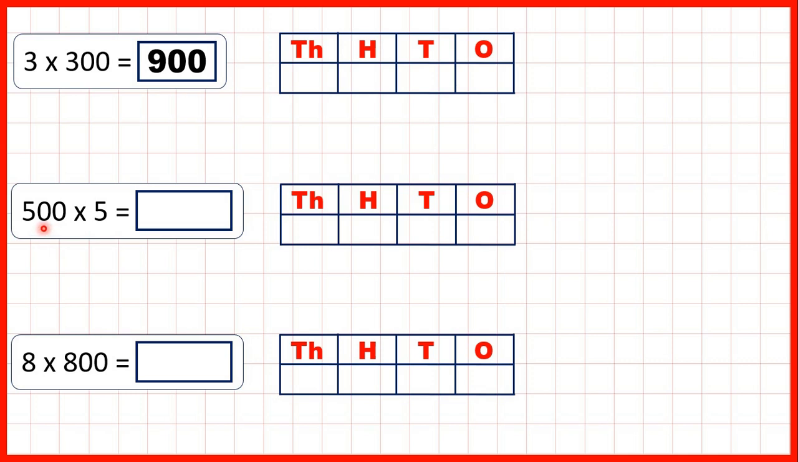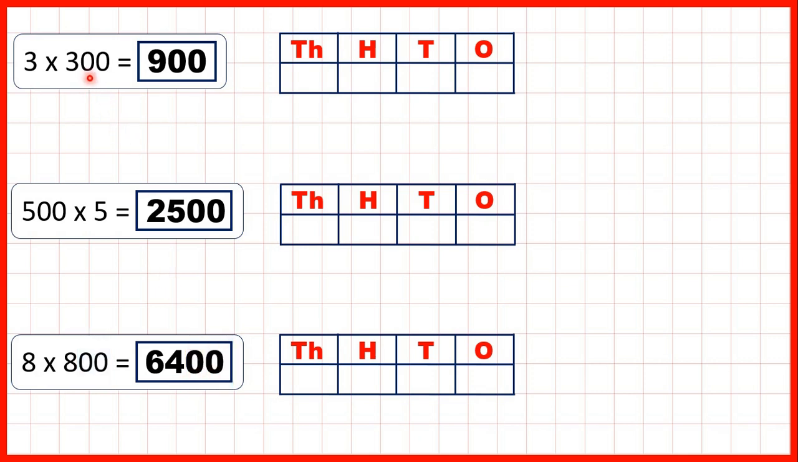So now let's try 500 times 5. Our answer is 2500 because if we multiply the digits that are not 0, 5 times 5 is 25, but then because we have 2 end zeros in the question, we need 2 end zeros in our answer. And now 8 times 800 is 6400. That's because 8 times 8 is 64, and then if we have 2 end zeros in a multiplication question, we always need 2 end zeros in our answer.